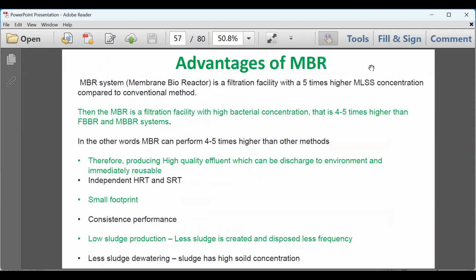Advantages of MBR. The MBR system is a filtration facility with a 5 times higher MLSS concentration compared to the conventional method. Then, MBR is a filtration facility with high bacterial concentration that is 4 to 5 times higher than FBBR and MBBR systems. In other words, MBR can perform 4 to 5 times better than other methods. Therefore, it produces high quality effluent which can be discharged to the environment or immediately reused.